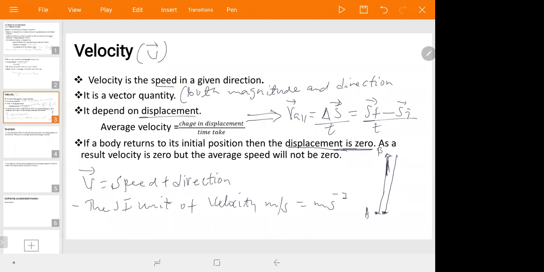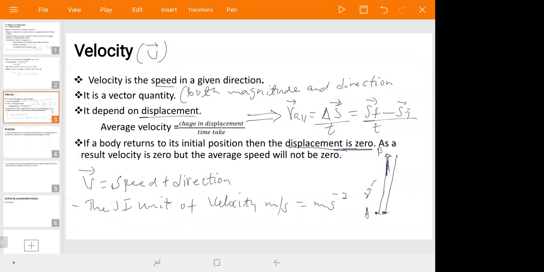If you subtract or add, for example, assume this one is 10 meters. What about the reverse of this one? Negative 10. 10 meters plus negative 10 gives you 0. Therefore, the displacement becomes 0.